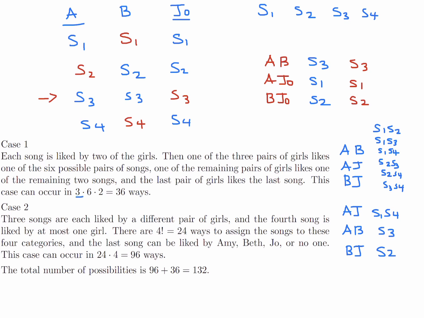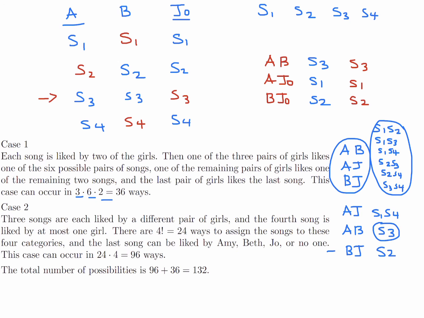So the 3 that they have here comes from here, 3 possible choices. The 6 comes from this, and the 2 comes from the fact that once this is selected, you got 2 choices remaining for here. It could be either S3 or S2 in my example. And then the last one for BJ is just going to be the very last song by default. So that's how they get 36. Okay, I hope that was explained well.